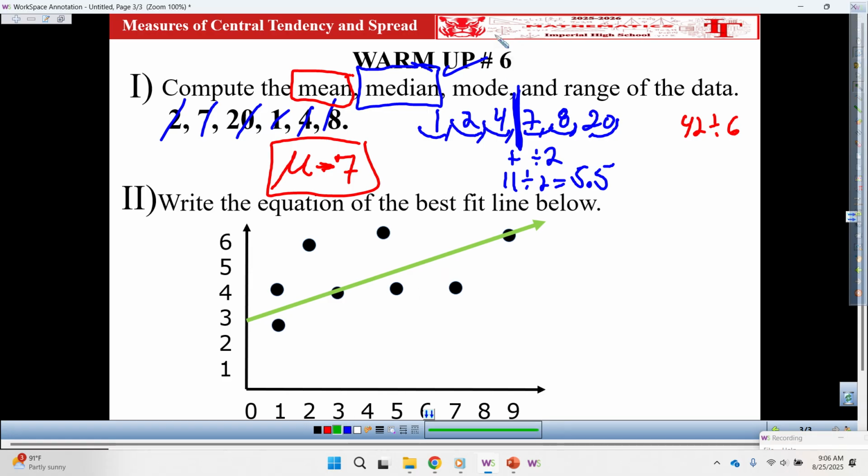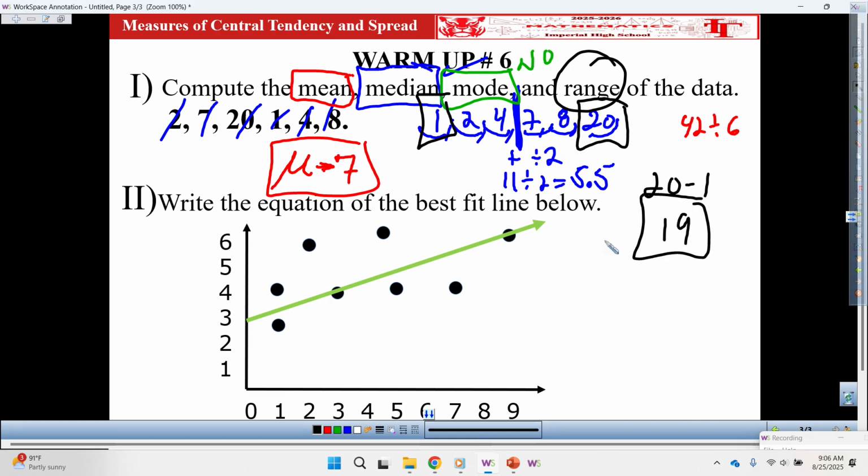Mode. Do we have anything that repeats? No, no mode. And last but not least, the range. We take the largest value minus the smallest. So 20 minus 1 is 19, and that's our range. How are we doing?